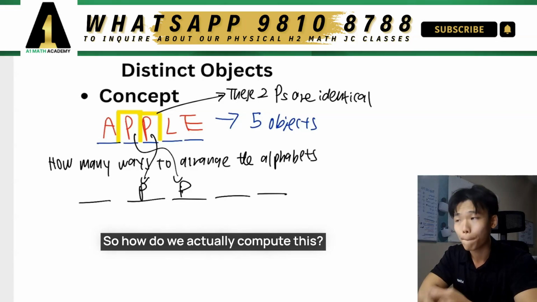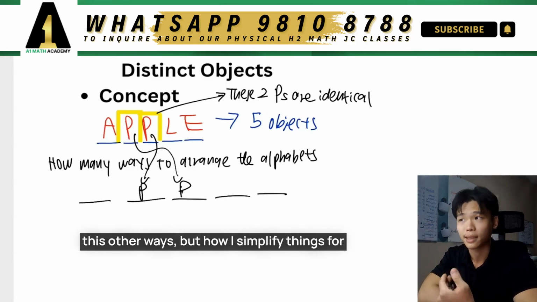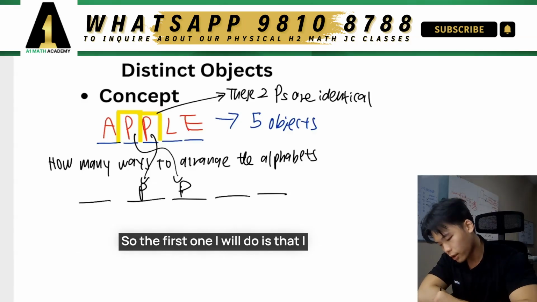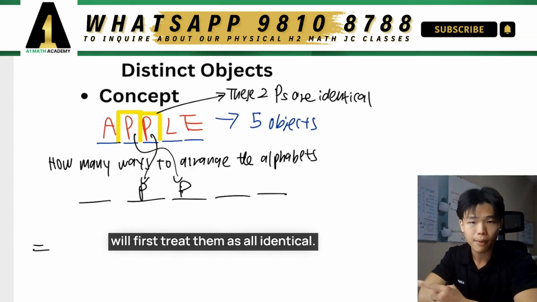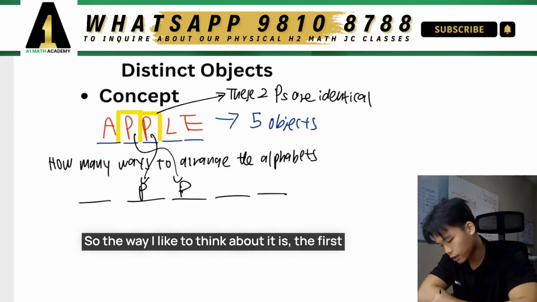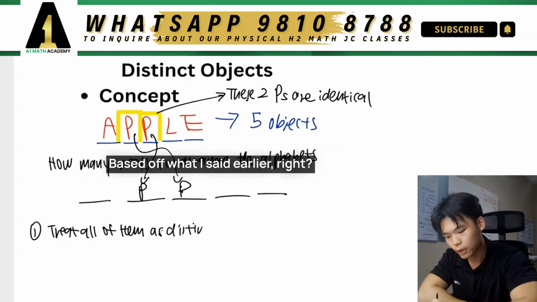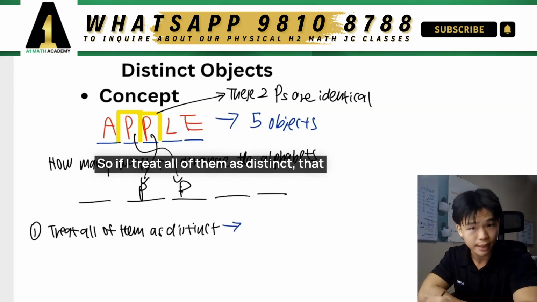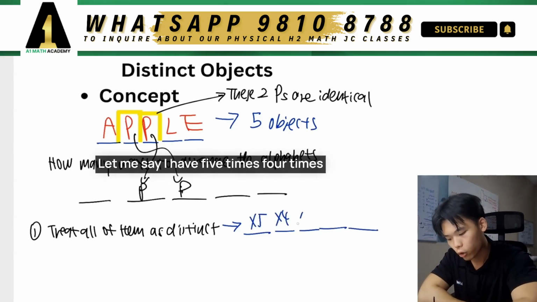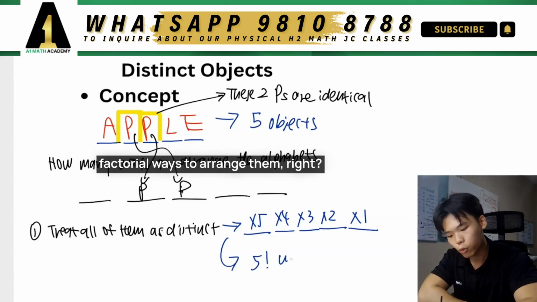So how do we actually compute this? You might have learned this in other ways, but how I simplify things for myself is by thinking of it this way. The first step is I treat all of them as distinct. If I treat all of them as distinct, that means I will have 5 times 4 times 3 times 2 times 1, and this gives me 5 factorial ways to arrange them.